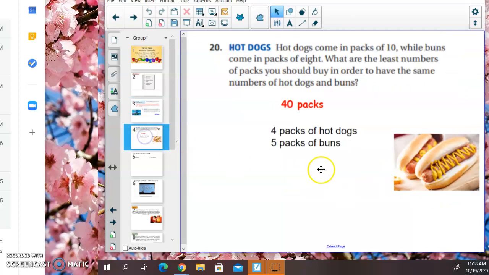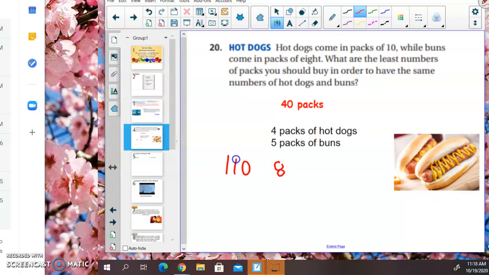And this question, hot dogs come in packs of 10, while buns come in packs of 8. What are the least numbers of packs you should buy in order to have the same number of hot dogs and buns? Well, that's finding the least common multiple of 10 and 8. And when you decide, okay, I need to find a number I can divide out of both 10 and 8, you probably recognize a 2. And then that gives you my least common multiple, which is 2 times 5 times 4, which gives you 40.